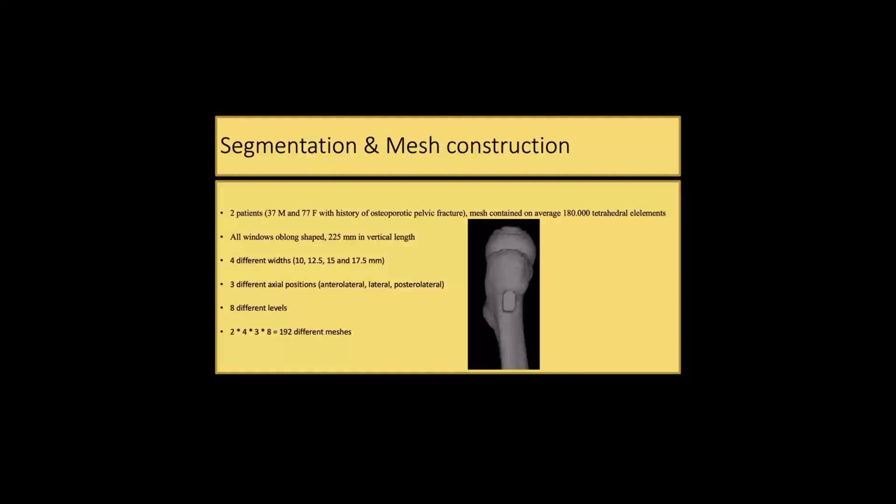They had 3 different axial positions. So they had anterolateral, lateral, and posterolateral placement, and they were also made in 8 different levels. So just a quick calculation here: 2 patients times 4 different windows, 3 different axial positions, and 8 different levels. We had 192 different meshes in total for this study.